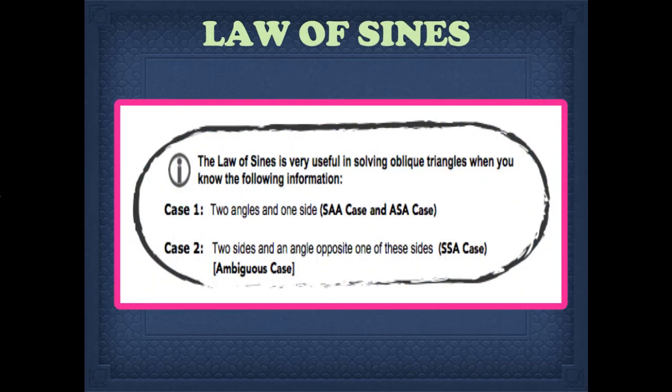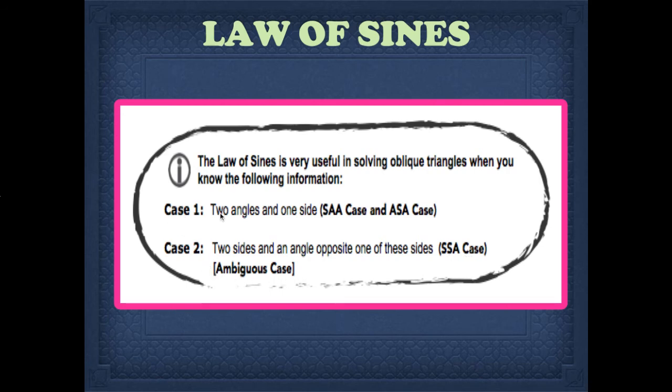So the law of sines is useful in solving oblique triangles when we know the following information. So these are now the cases wherein we can apply the law of sines. Case 1, when two angles and one side are given, this is also called the SAA case or the ASA case. So two angles and one side are given. And case 2, when two sides and an angle opposite one of these sides are given. This is also called the SSA case or the ambiguous case.